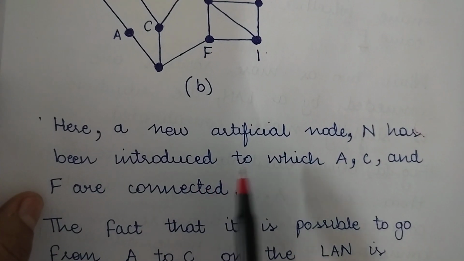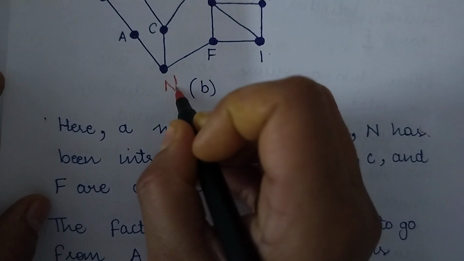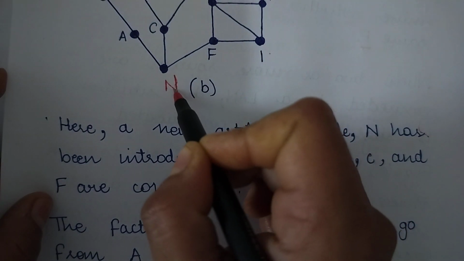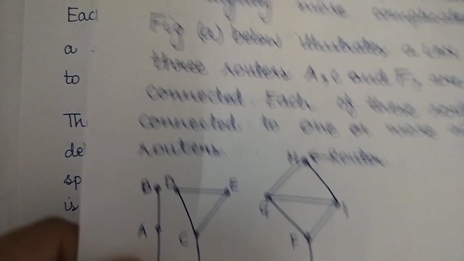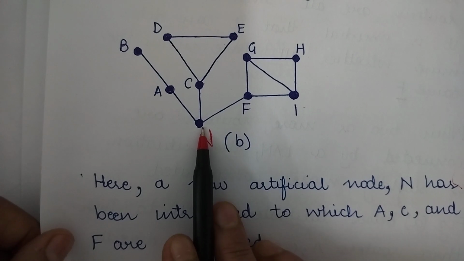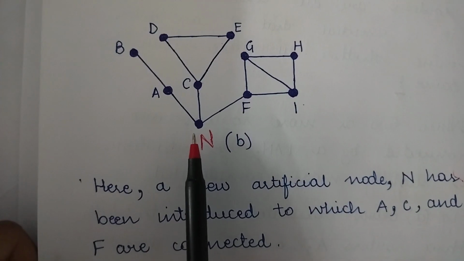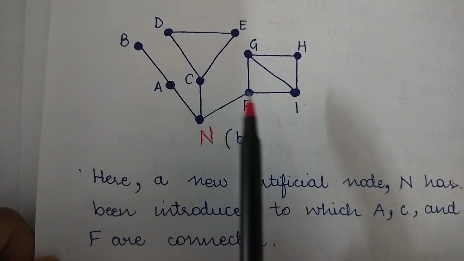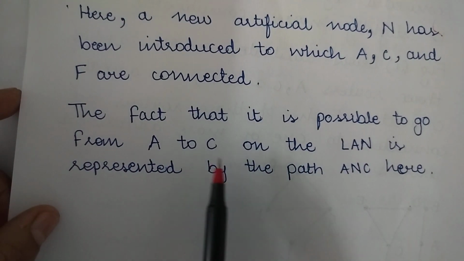Now here a new artificial node N has been introduced. This is the artificial node that we are talking of. This LAN is represented as a node over here. The same LAN which is represented as a wire or a link in diagram A is represented as a new node, to which obviously A, C and F are connected. I have already told you that this LAN is now represented as a node to which routers A, C and F are connected.